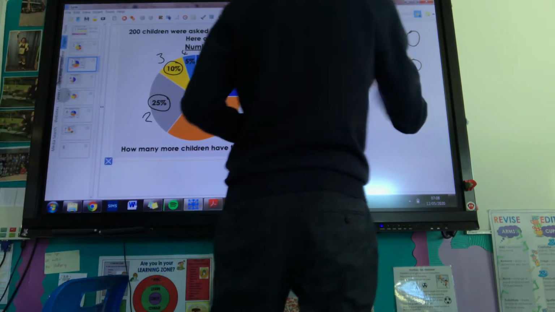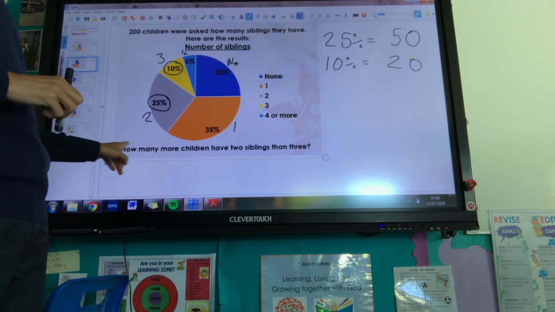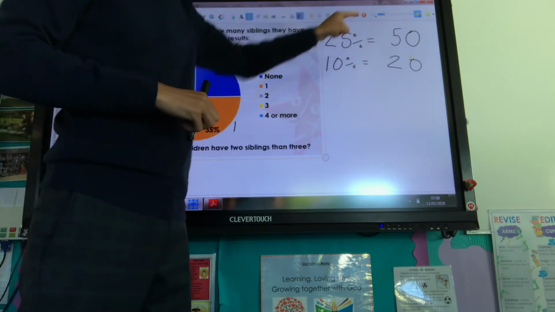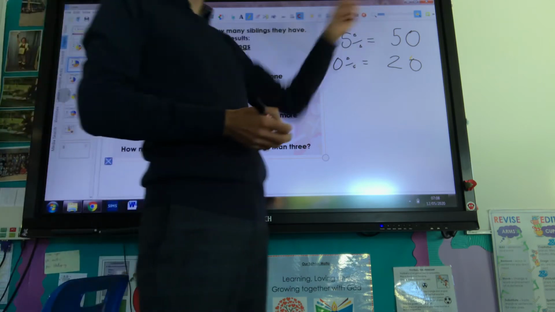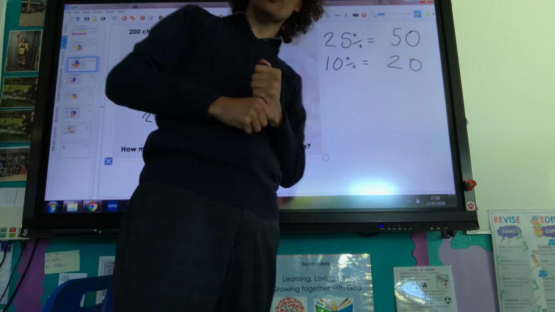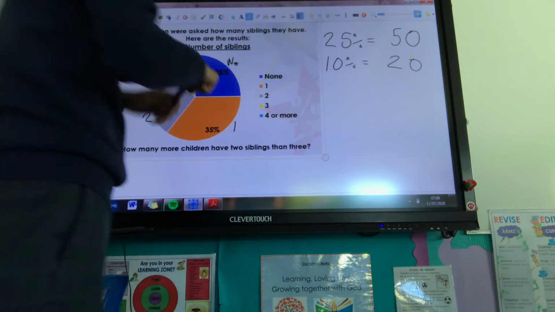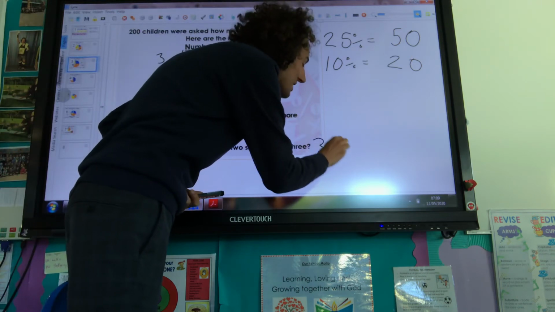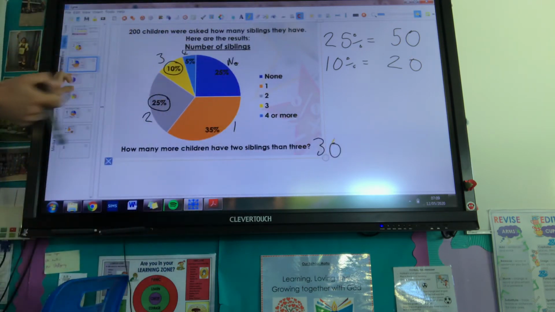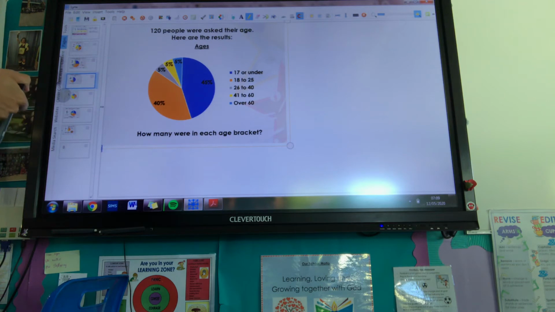Okay, now we're being asked: how many more children have 2 siblings than 3? So how much more is 50 than 20? Oh, I can see Lily's hand was straight up. What is it, Lily? 30. Yes, because 50 is 30 more than 20. Super.